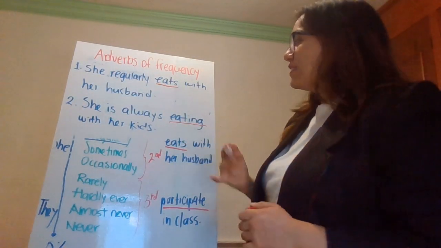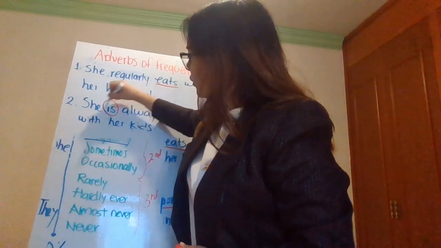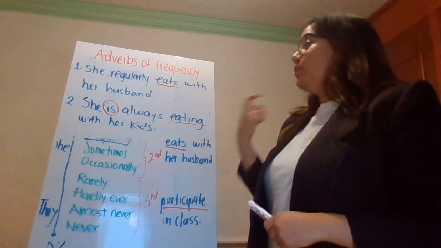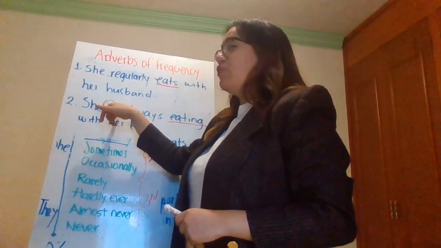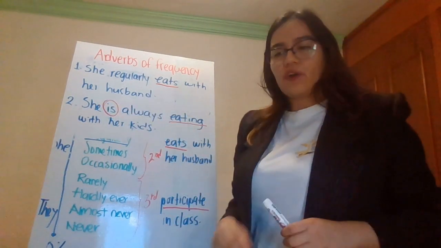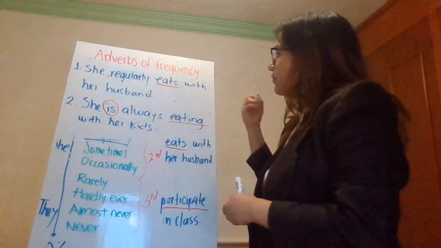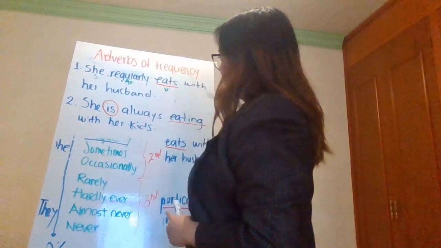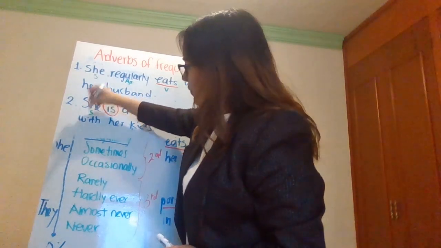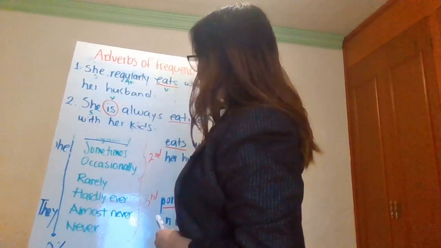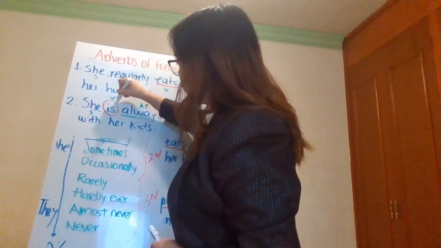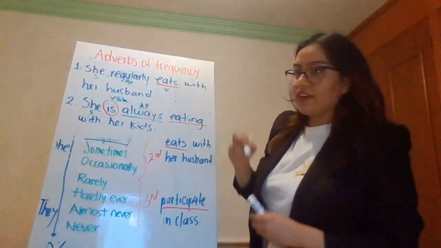But what happens with the verb to be? Do you remember verb to be? Okay, verb to be goes before our adverb of frequency. Okay? So we have first subject, adverb of frequency, and the verb. Okay? Here we have subject, the verb to be, and the adverb of frequency. Okay? And then we have another verb.